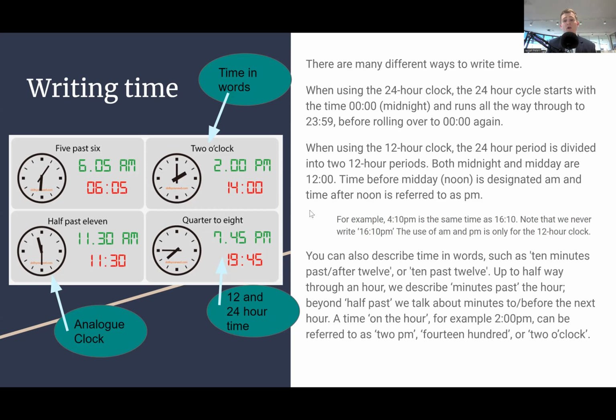And the last one, you can also describe time in words, such as 10 minutes past or after 12, or 10 past 12. And this works up to halfway through an hour. We describe the minutes past the hour, and beyond half past, we talk about minutes to or before the next hour. A time on the hour, for example 2 p.m., can be referred to as 2 p.m., 1400, or 2 o'clock.